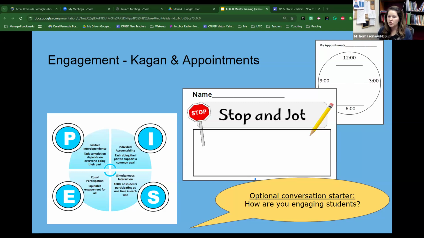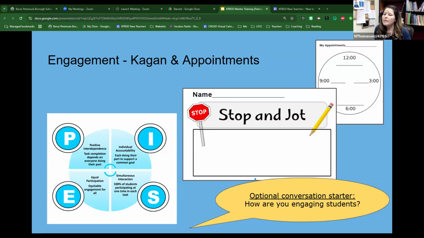The goal of engagement is to get all students, no matter what their skill level is, to participate in the lesson. So doing a structure prevents students from hiding in the classroom, and every student is held accountable for the learning. And that's really what we want. We want students to be held accountable for the learning. Appointments are another way to partner students up and get them moving around the classroom. Again, that expectation that 100% of students participate in the lesson.